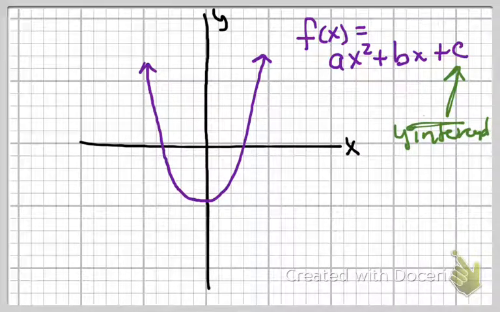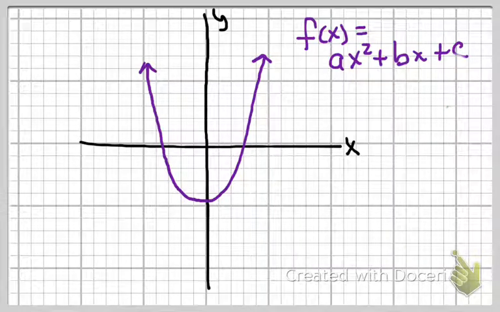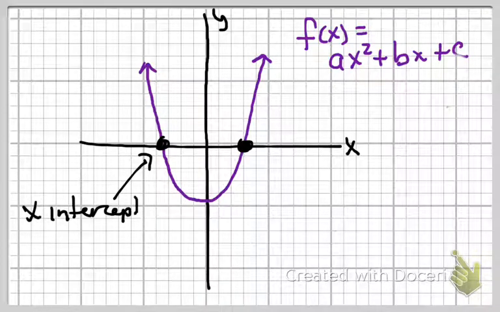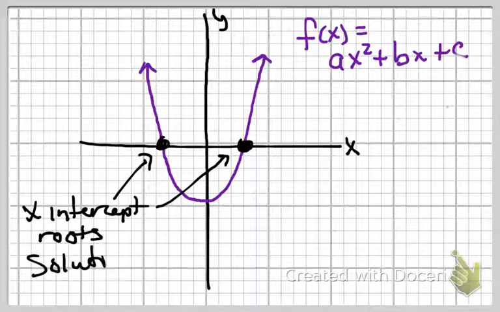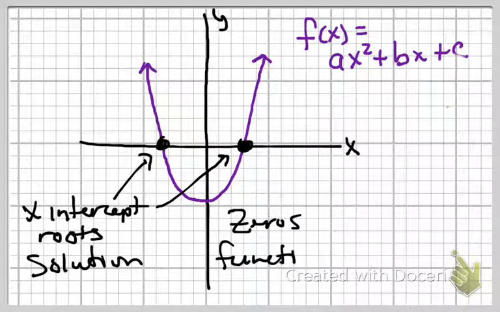Alright, so let's talk about where our roots are, and we've done this a couple of times. The part that I'm circling, wherever our line touches the x-axis, these are called our x-intercepts. They're also called roots, solutions, zeros. Sometimes they call them function of 0.